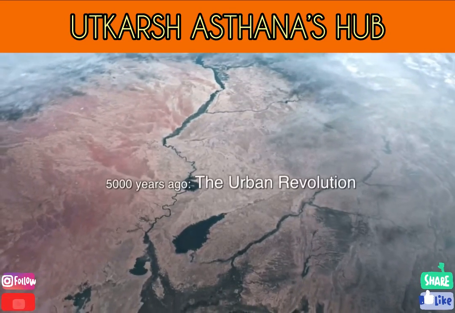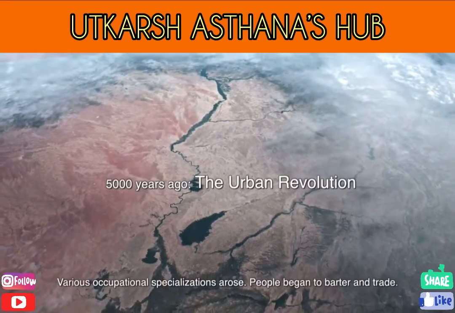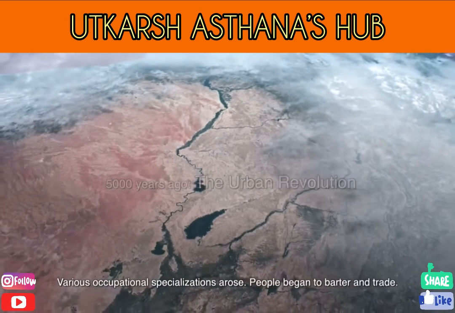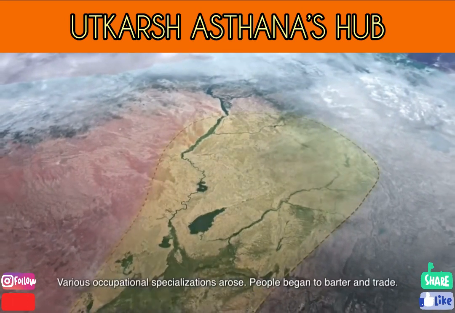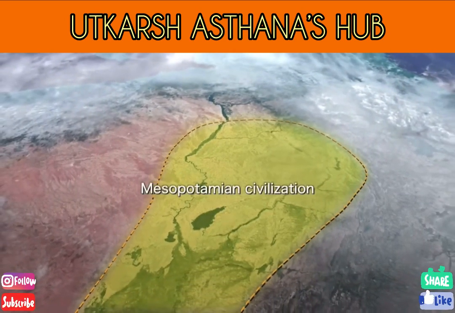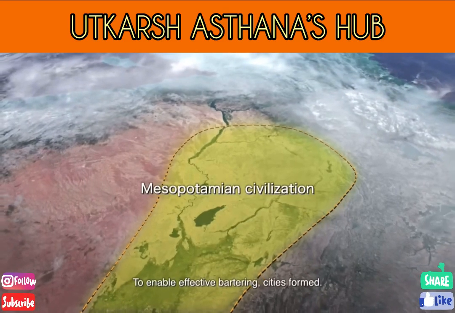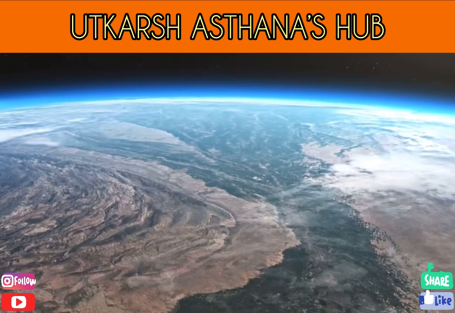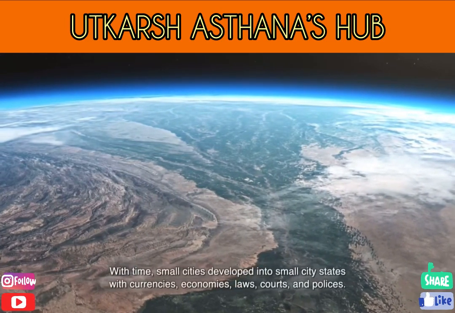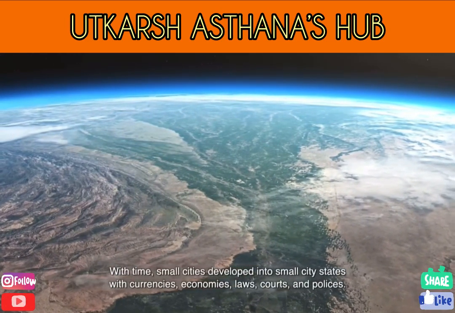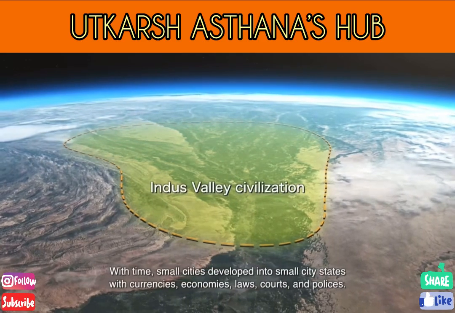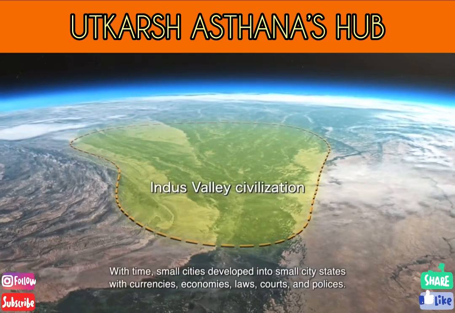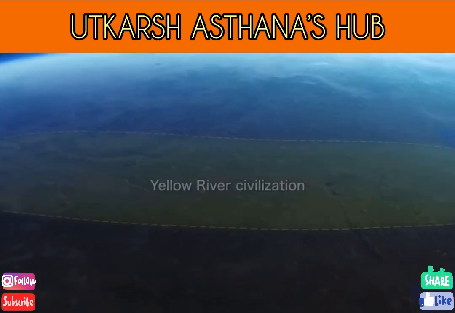The urban revolution started 5,000 years ago. Various occupational specializations arose, people began to barter and trade. The Mesopotamian civilization is a good example of urban revolution. To enable effective bartering, cities formed. With time, small cities developed into small city-states with currencies, economies, laws, courts, and policies. Indus Valley civilization is a good example of city development.